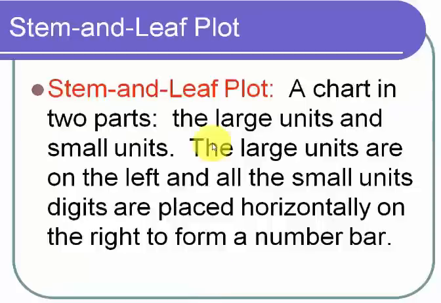Okay, next let's look at one more graph that we can use. This is called the stem and leaf plot. The stem and leaf plot is a chart in 2 parts: the large units and the small units. The large units are on the left, and the small units are digits that are placed horizontally on the right to form a number bar. This probably doesn't mean a lot to you until we do an example. So let's do an example.